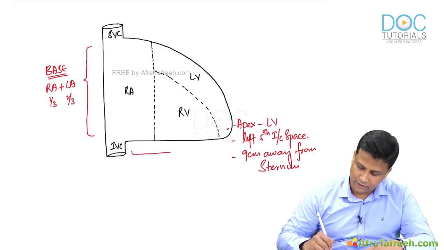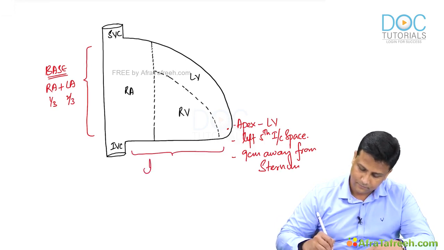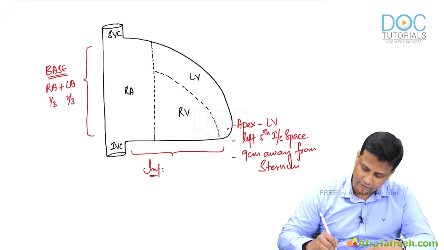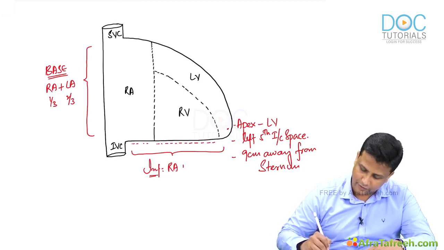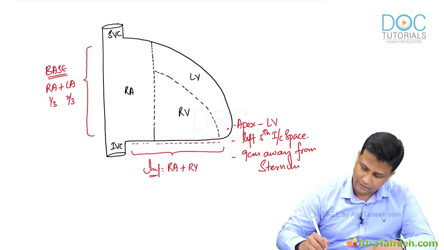Now what is forming the inferior surface of the heart? You can just look at my diagram and tell me, guys. The inferior surface of the heart partly will be contributed by the right atrium, partly will be contributed by the right ventricle, as well as there will be a little bit of contribution from the left ventricle also.